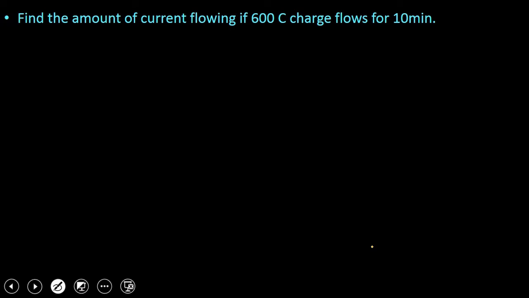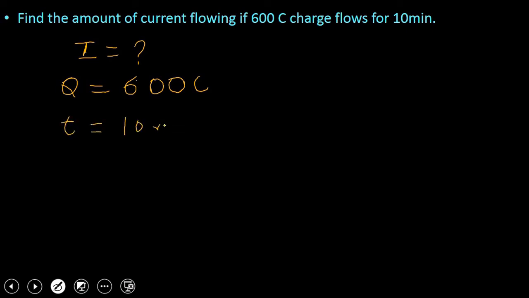Now find the amount of current flowing if 600 coulomb charge flows for 10 minutes. So they are asking you amount of current I they are asking. Q is given to you. Q is 600 coulomb. Time is given to you. Time is 10 minutes. But we have to convert that minute into second. So 10 minute, 10 into 60 second. That will be equal to 600 second.